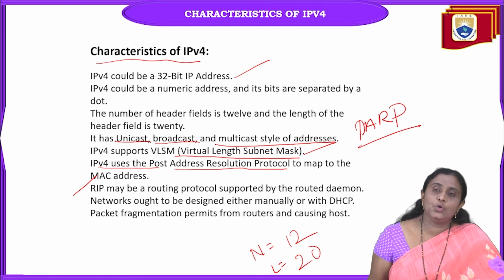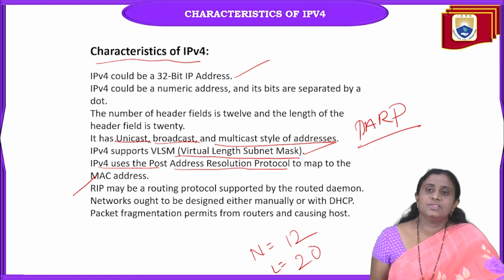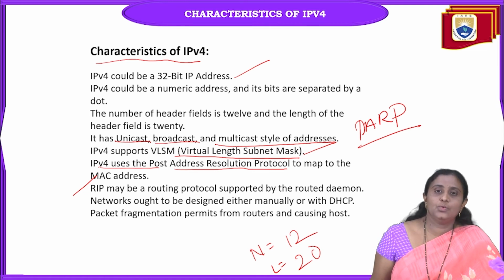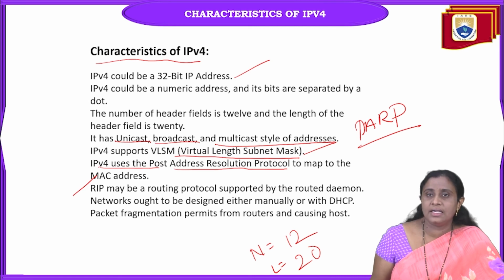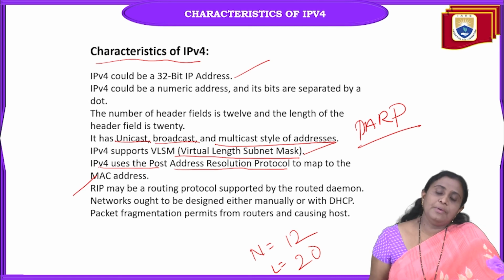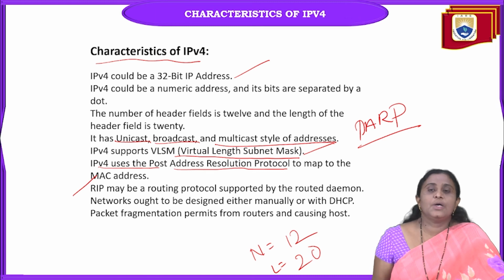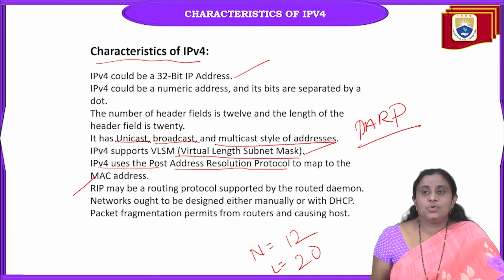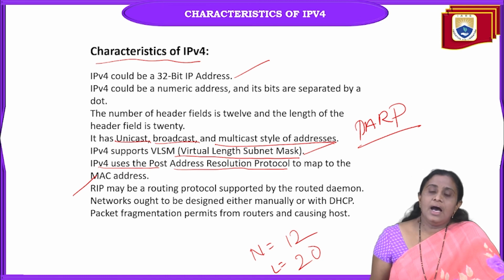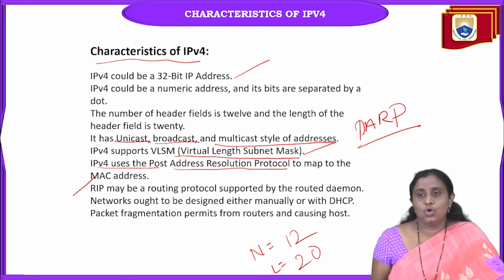It is a 32-bit address consisting of three types of addresses: unicast, broadcast as well as multicast. IPv4 is a numeric address and it supports VLSM, variable length subnet mask. IPv4 uses the Address Resolution Protocol, what we can call ARP, and RIP is a routing protocol supported by the routed domain.